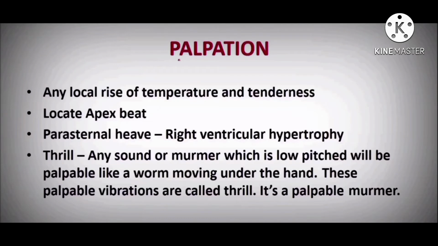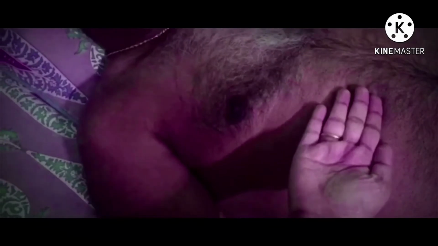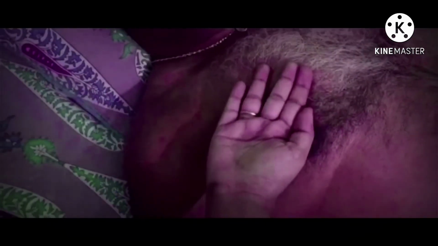Then check for any local rise of temperature and tenderness. Locate the apex beat, parasternal heave and thrill. Temperature: you have to find out any local rise of temperature, because if there is any local rise of temperature, then there is suspicion of cancer or tumorous growth inside the chest cavity. Next, look for the tenderness. Tenderness means pain on touch.